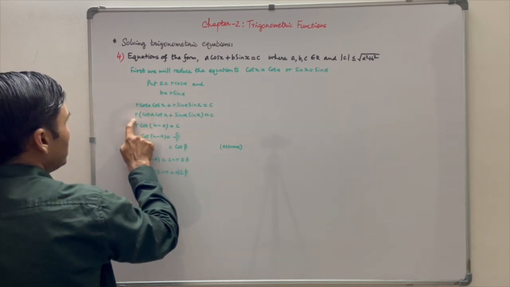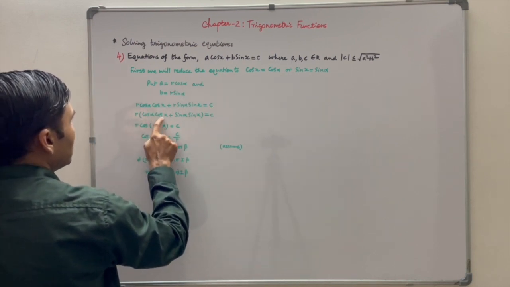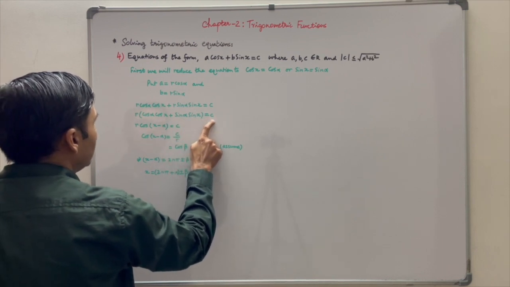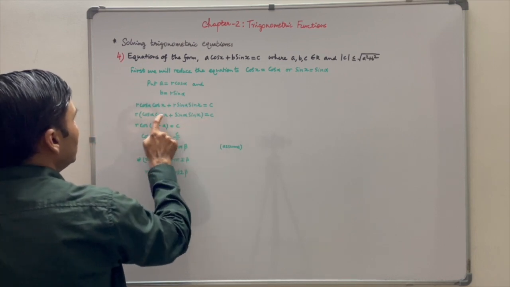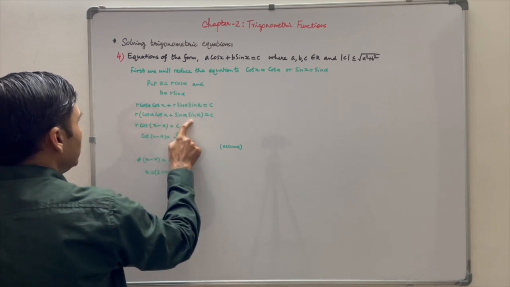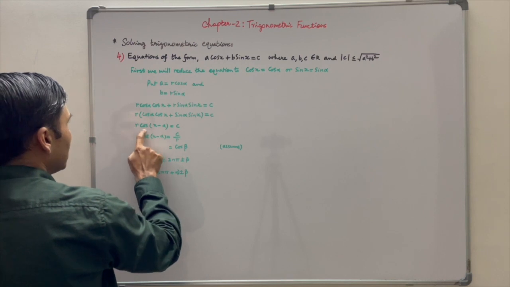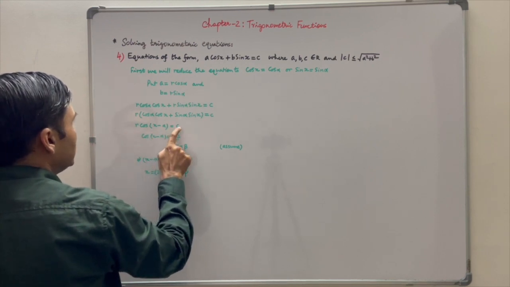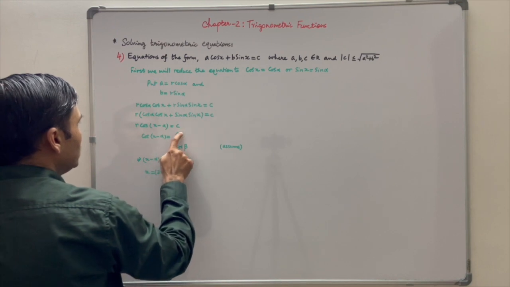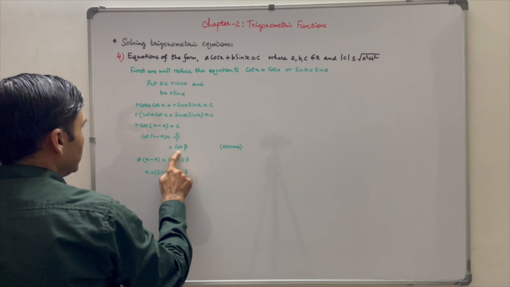Take r as common, so it will be r(cos α cos x + sin α sin x) = c. Now this is in the form cos A cos B + sin A sin B, that is cos(A - B). So it can be written as r cos(x - α) = c, or cos(x - α) = c/r. Let's say c/r = cos θ.